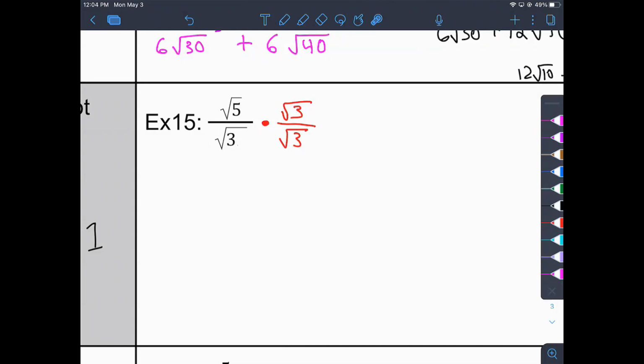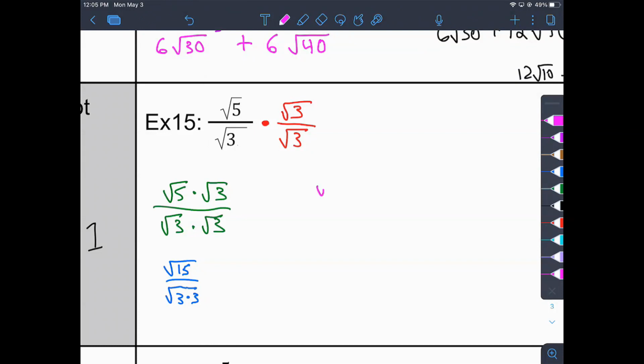Anything over itself is 1. Root 3 over root 3 is 1. So it's a funny version of 1. But I was clever, because when I take root 3 and multiply it by root 3, I get this. I have root 5 times root 3 over root 3 times root 3. And we did this already, but we can combine them into one root. Root 5 times 3 is root 15. And root 3 times root 3 is the same as root 3 squared. Or an in between step would be 3 times 3. Which you would say, oh, well, that's just 9.